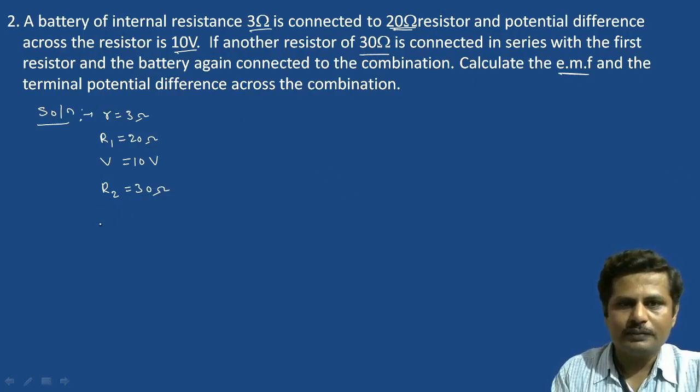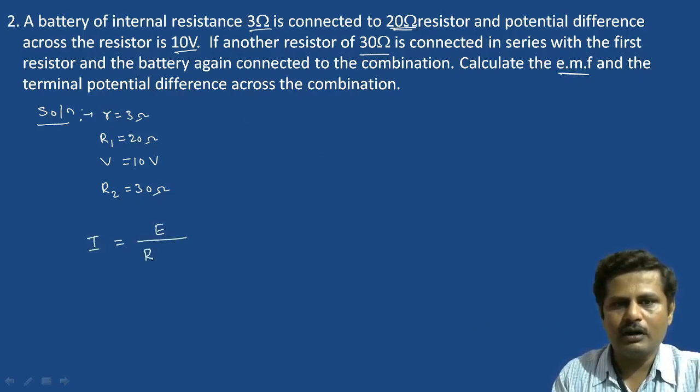So we know that whenever the cell is connected to an external resistance, the current flowing through the circuit is given by I equals E divided by capital R, that is the external resistance, plus small r, that is the internal resistance. But we don't know the current flowing through the circuit, so I am expressing the current as V divided by R, by using Ohm's law, because we know that Ohm's law is V equals IR, so therefore we can write I in terms of V and R. Now V divided by R equals E divided by R plus r.